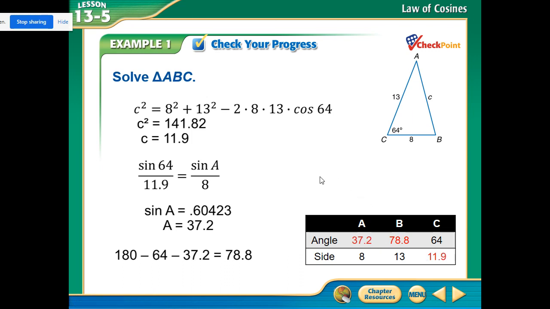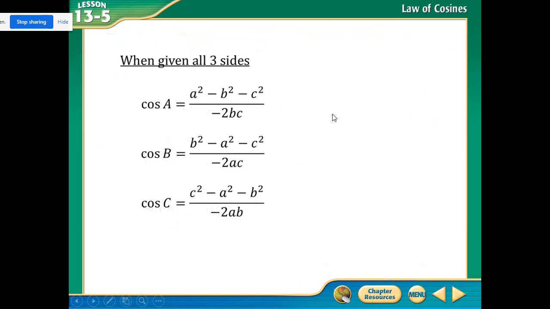So we've gone ahead, and law of sines can do angle side angle, it can do side side angle, and we can do side angle side with the law of cosines. And if you notice, what's missing is side side side. When you're given all three sides, you want to use one of these. These are just the law of cosines, but solved for the cosine of A.